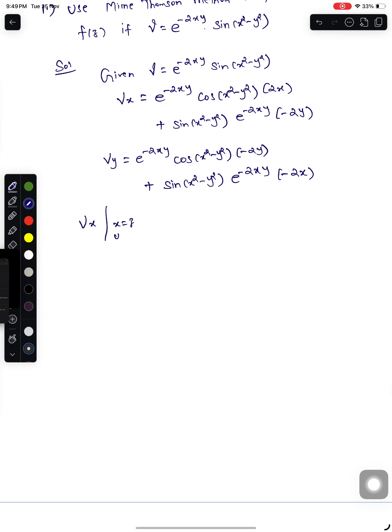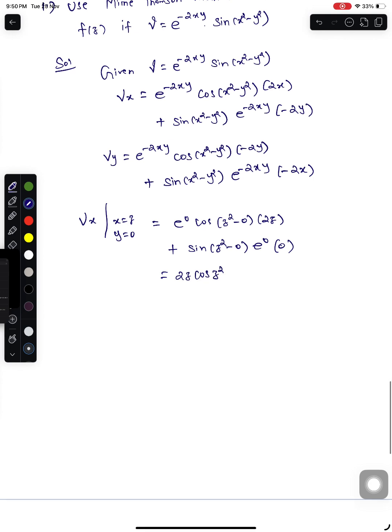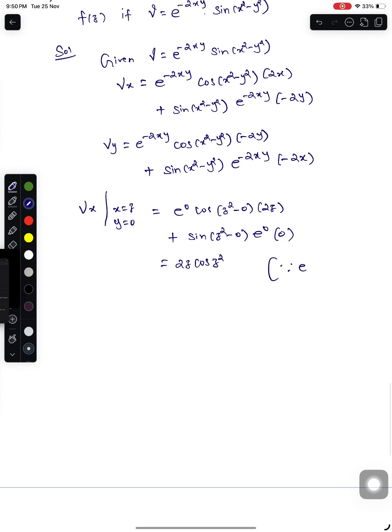So you have Vx at the point x equal to z, y equal to 0. Let us find that: e power 0 into cos of z square minus 0 into 2z, plus sine of z square minus 0 into e power 0 into 0, because y is 0. So this will give you 2z cos z square plus 0, which is 2z cos z square, since e power 0 is 1.